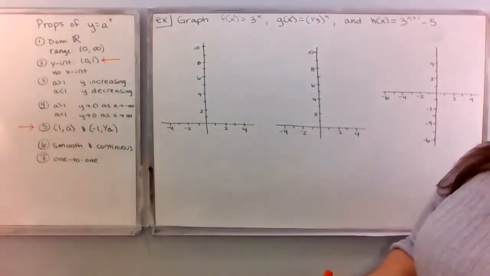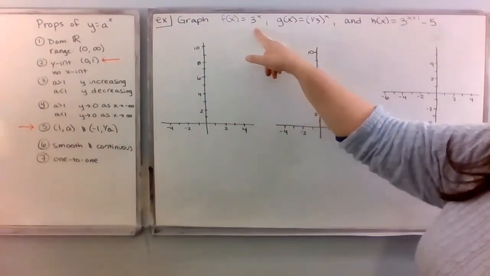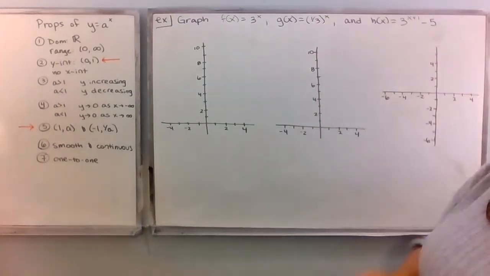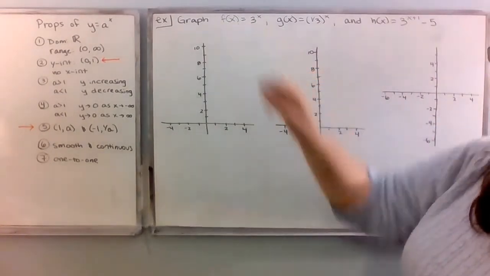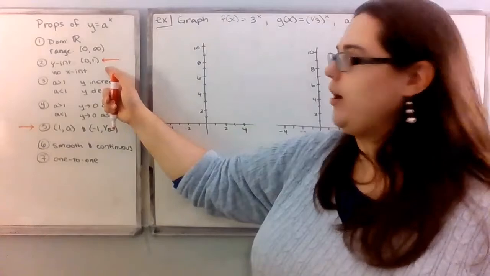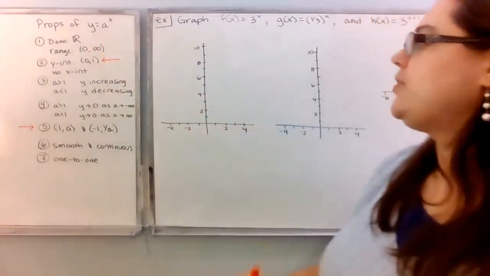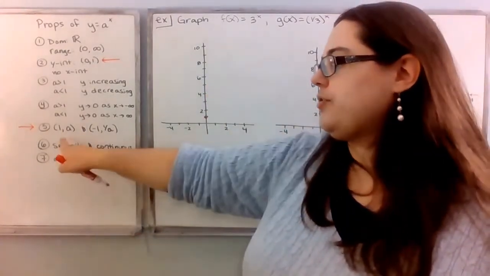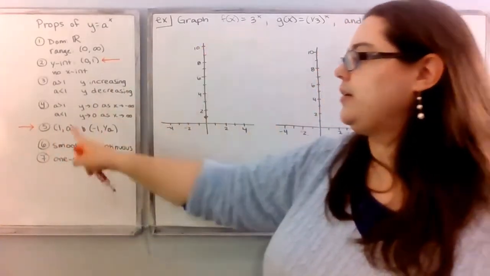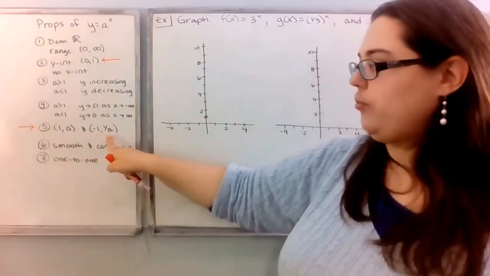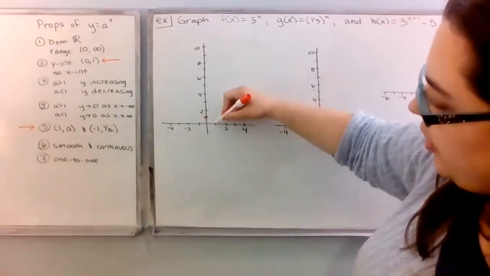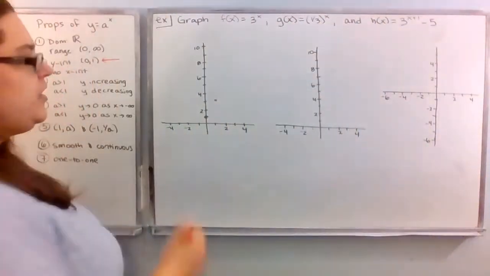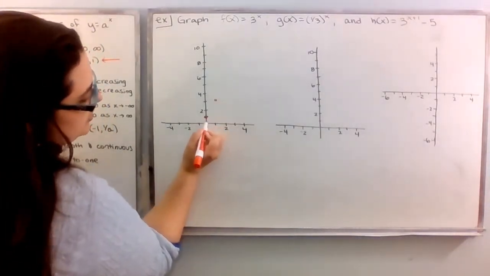So for this example, we're going to graph three exponential functions. We've got 3 to the x, (1/3) to the x, and 3 to the (x plus 1) minus 5. So let's start out simple with y equals 3 to the x. We know it's going to have a y-intercept of (0, 1) because it's of the form y equals a to the x. Then we know it goes through the point (1, 3) because our base is 3, and it's going to go through the point (-1, 1/3). So I'm going to plot the point (1, 3), and then (-1, 1/3). So it's a little bit trickier, dividing this interval into thirds, about here.